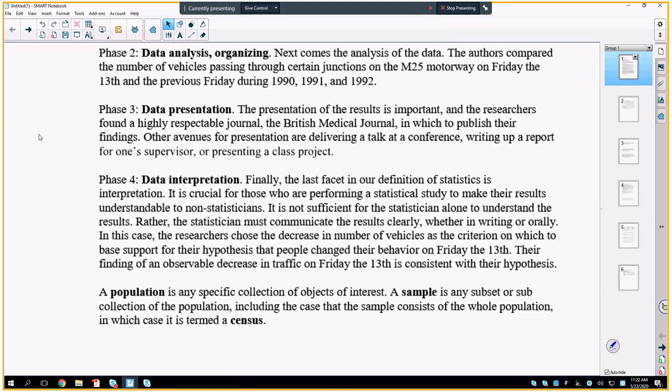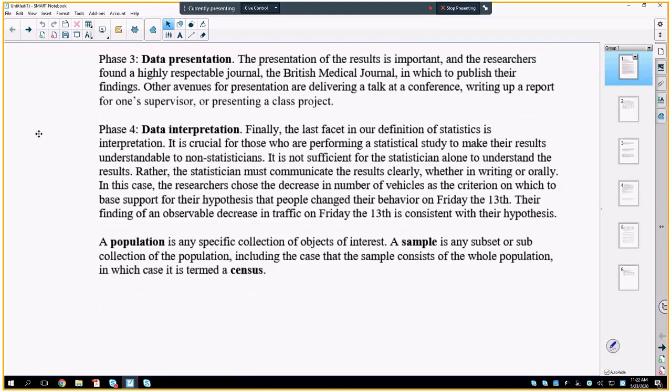And the key feature will be the interpretation of the data. So we collected the data, we analyzed the data, then we have to interpret the data. It's crucial for those who are performing a statistical study to make their results understandable to non-statisticians. It is not sufficient for the statistician alone to understand the results. Rather, the statistician should communicate the results clearly, whether in writing or orally.